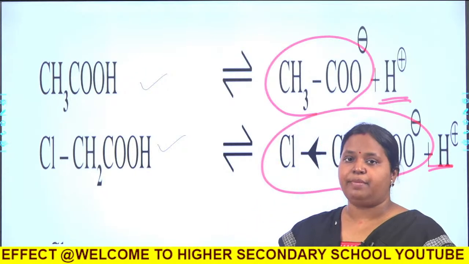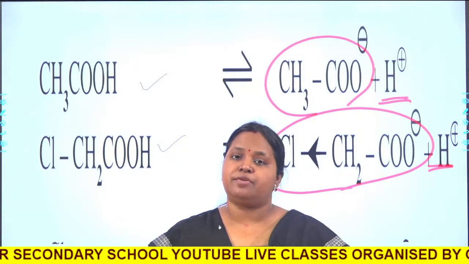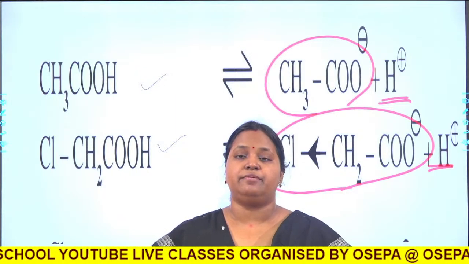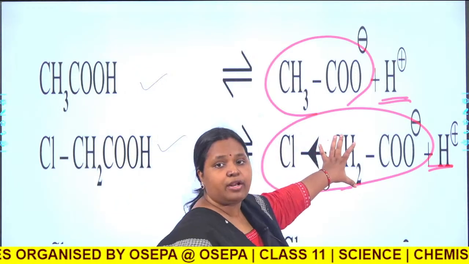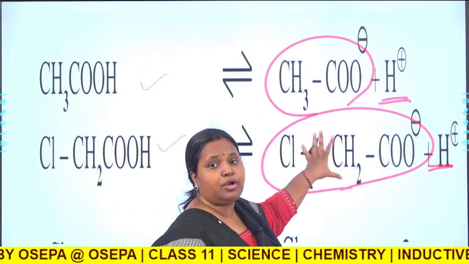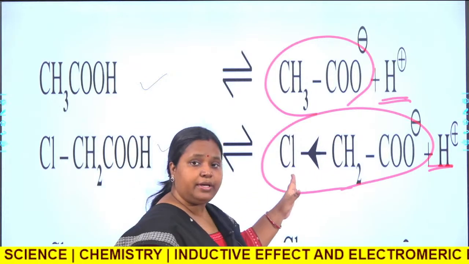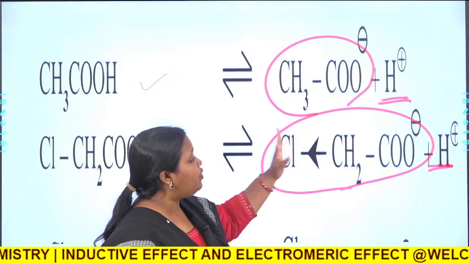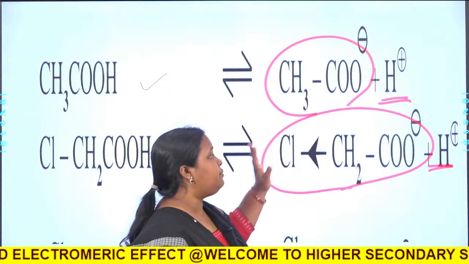More is the stability of the carboxylate ion, more easily will it be formed, and more easily will the H plus ion be formed. If it is more stable, it will form easily. So remember that more is the stability of the carboxylate ion, more is the acidity. So let us compare the stability of the carboxylate ion here.